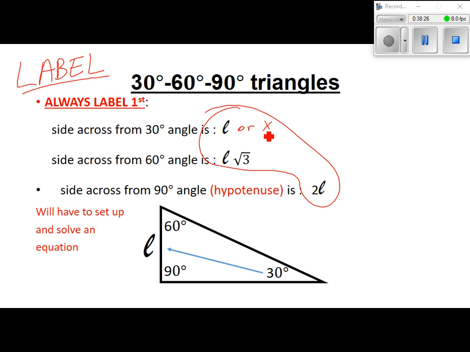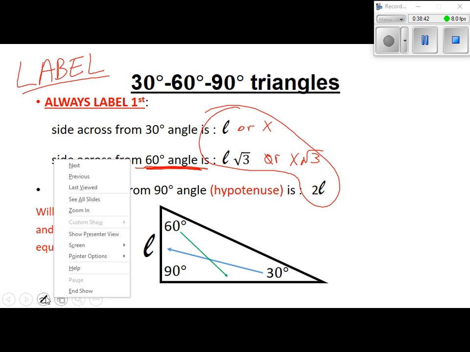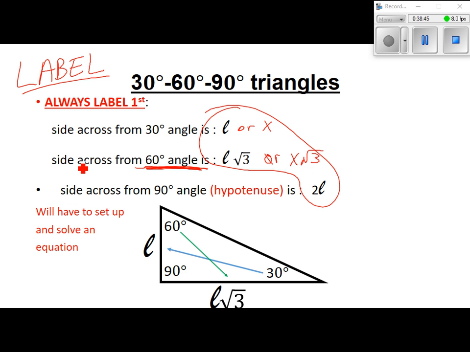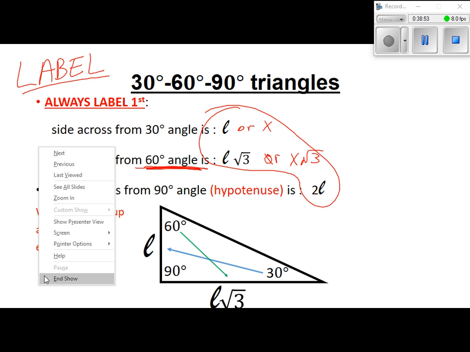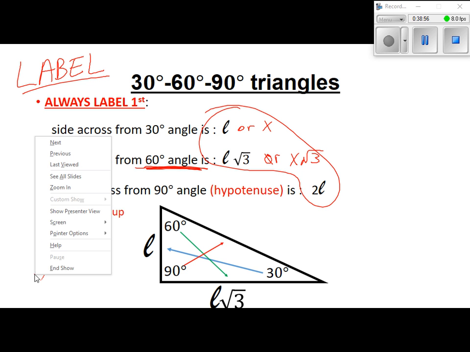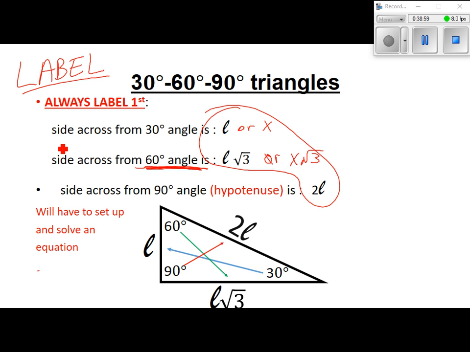Side across from the 60-degree angle. You got to be careful here. So the side across from the 60-degree angle, I always draw these arrows in. That side's going to get labeled L times the square root of 3, or X times the square root of 3. Don't get this confused with the square root of 2 for the 45, 45, 90 triangles. And the side across from the right angle, the 90-degree angle, the hypotenuse, always gets labeled 2 times L, or 2 times X if you're using X instead of L's.